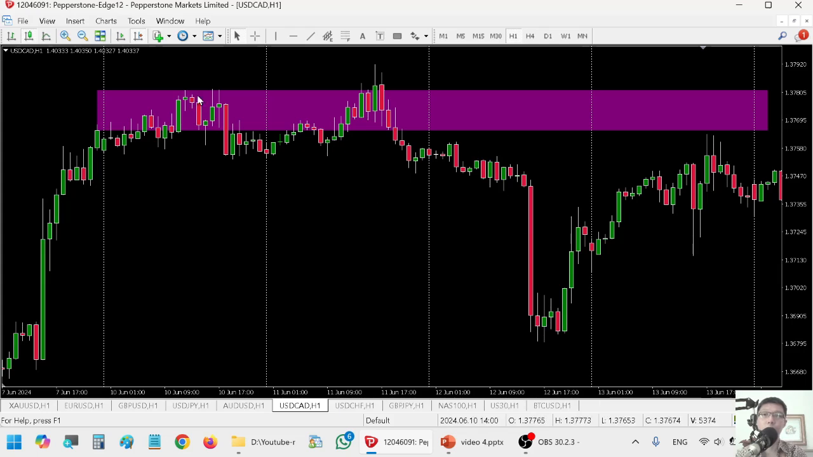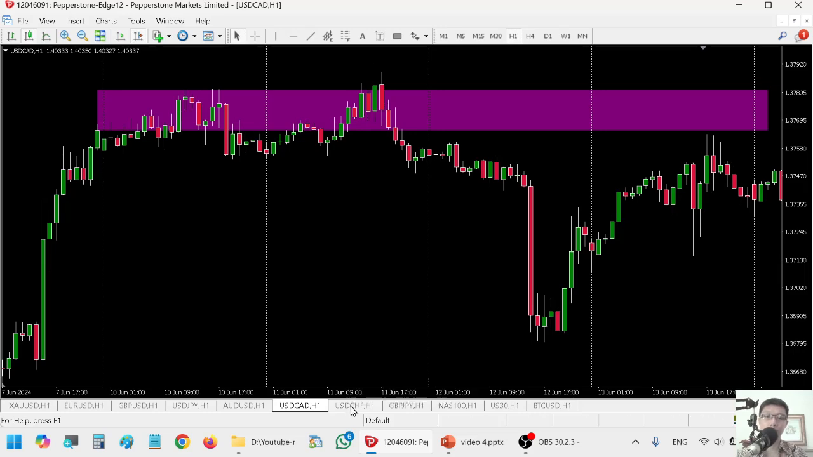Okay, so this is one push, two push. Why is this one push? Because this closes below this big bullish candle. This one too, this closes below the open of the big bullish candle. So this is the second push.